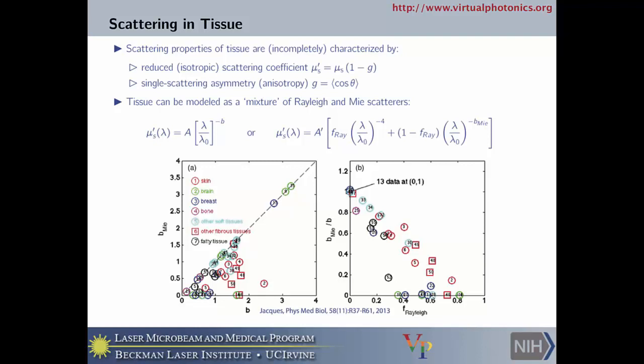So different scatterers can have different values of g. You can imagine a Rayleigh scatterer is 0. So the question is, can someone maybe intuitively just describe why we might be interested in this reduced scattering coefficient as opposed to mu s by itself?